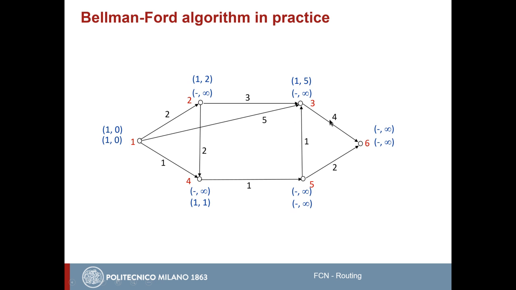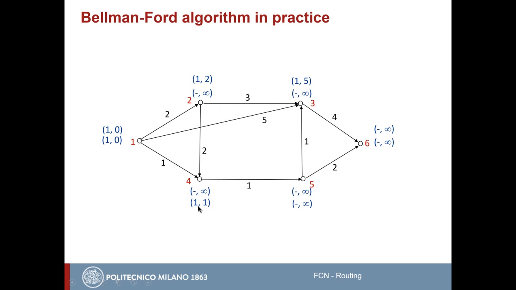Sorry, I made a mistake. There is also node 3, which has a neighbor with a finite distance in the previous step. So we also have to update the label of node 3. For node 2, we take the label of its neighbor, which is 1. The distance is 0. We have to add the link between 1 and 2. There is a direct link with weight 2, so the distance will be 2.